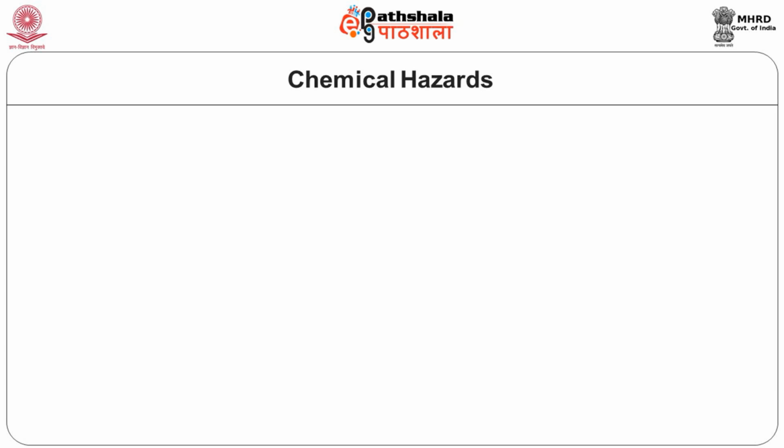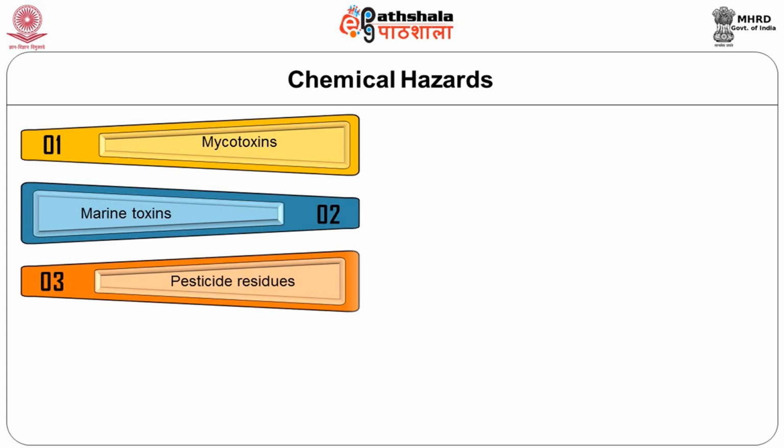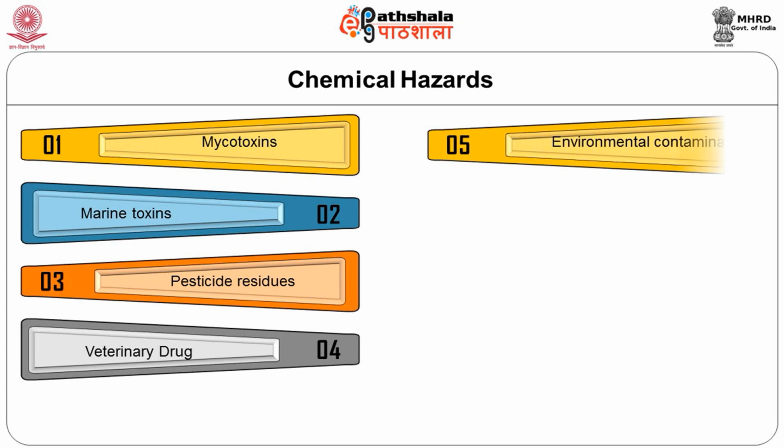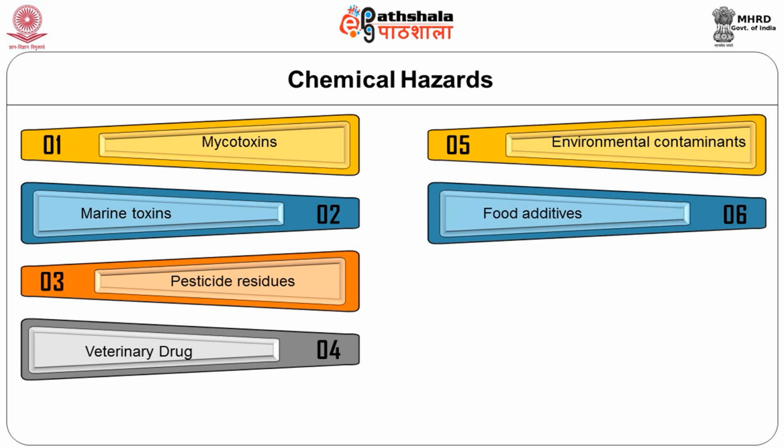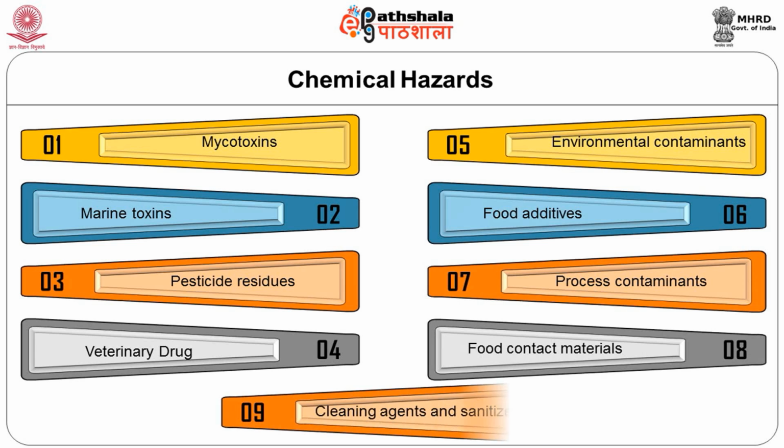Depending on the nature and source of chemicals, they are broadly classified into 9 classes. They are mycotoxins, marine toxins, pesticide residues, veterinary drug residues, environmental contaminants, food additives, process contaminants, food contact materials, cleaning agents and sanitizers. Now, we will try to understand each one of them one by one.